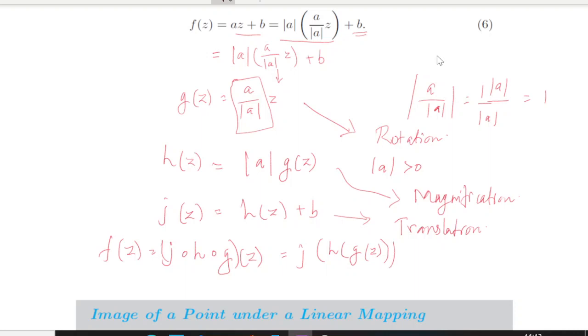Now j(h(g(z))), where g(z) is (a/|a|) times z. Now h(z) means I should have |a| times g(z), so this is equal to j(h(z)), where h(z) is |a| times g(z).